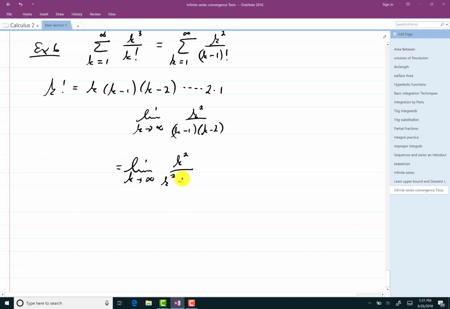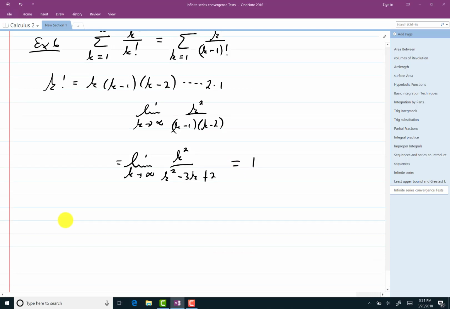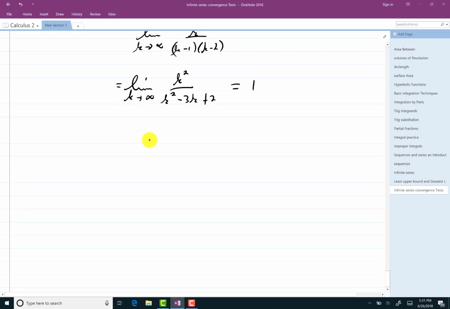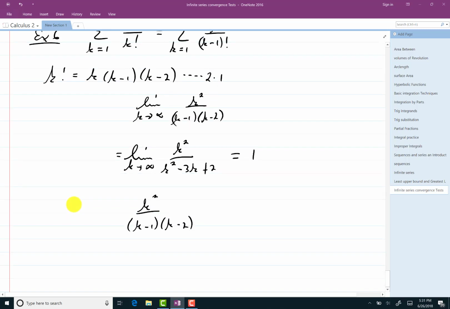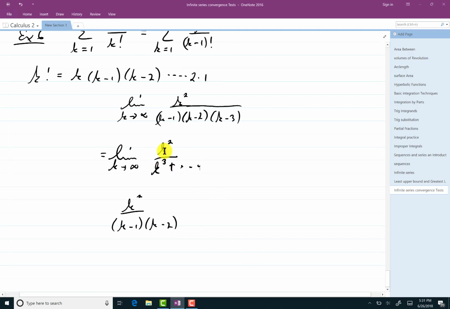I'll have minus 3k plus 2. I don't care what you use, L'Hopital or something like that. This will equal 1. What that means then is we have k squared over k minus 1 times k minus 2. I probably should have, you know what I should have done? Let me do this. K minus 3. Let me throw the first three terms in there. And then what I'll get in the denominator won't matter after k cubed. So I'm going to write k cubed plus dot dot dot. Well, that doesn't matter now because the power in the numerator is less than the denominator. That equals 0.